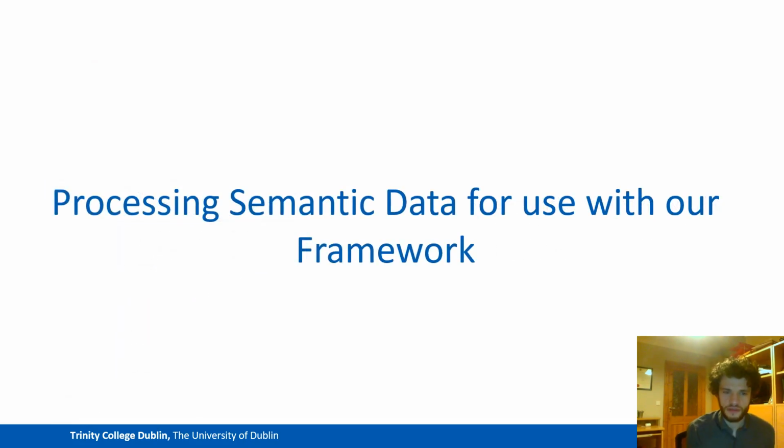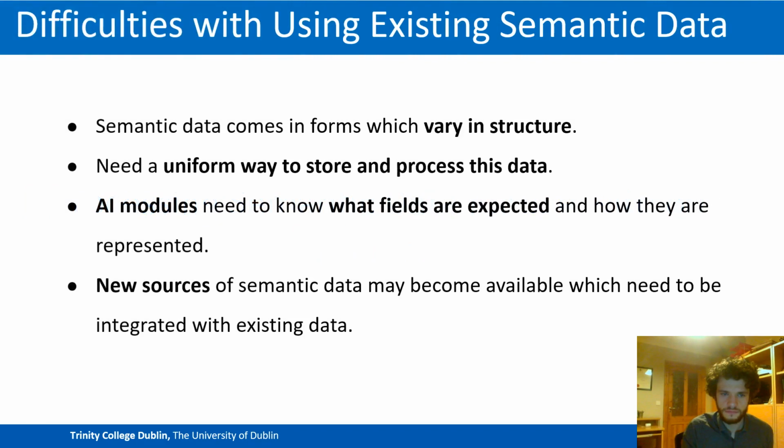The first question that we had to answer was how to process existing semantic data for use with our framework. There are some difficulties. Semantic data comes in forms which vary in structure. Therefore, we need a uniform way to store and process this data. AI modules need to know what fields are expected and how they are represented. And new sources of semantic data may become available, and these need to be integrated with existing data.